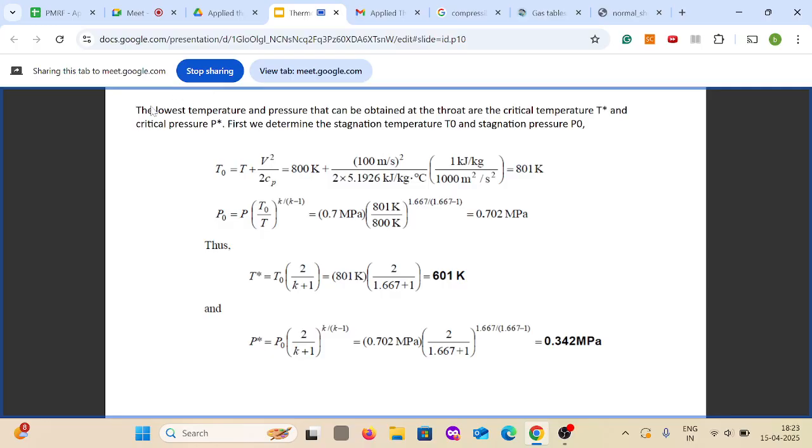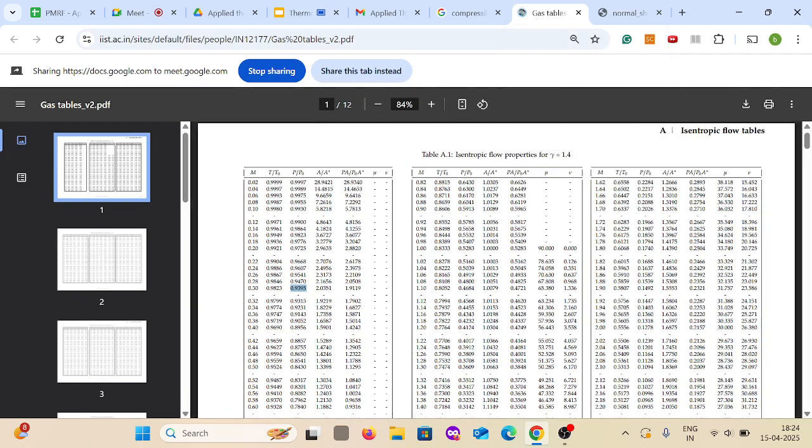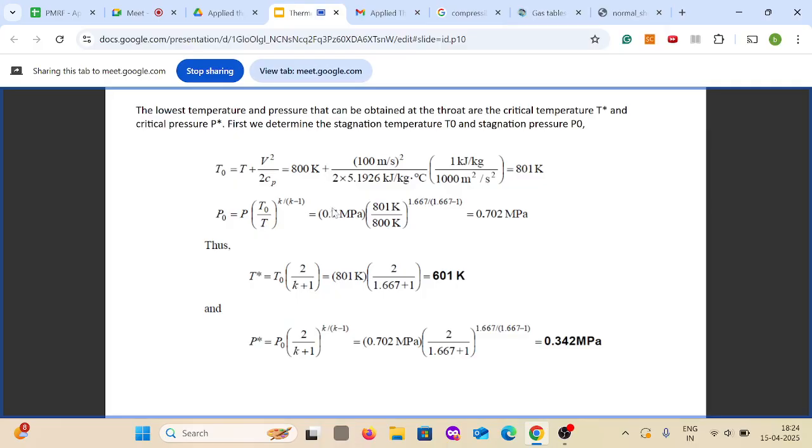So the lowest temperature and pressure that can be obtained at the throat are the critical temperature T star and critical pressure P star. For that we need to first determine the stagnation temperature at the inlet, T0, and P0. So T0 is T plus V square by 2 Cp. Here we cannot use the isentropic flow table because that is defined for gamma of 1.4. Since we are using helium, we have to go to the equations to find the stagnation temperature.